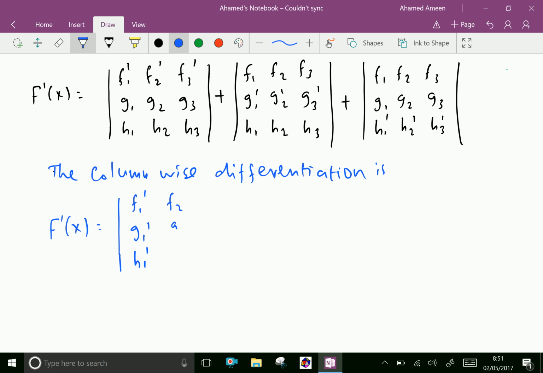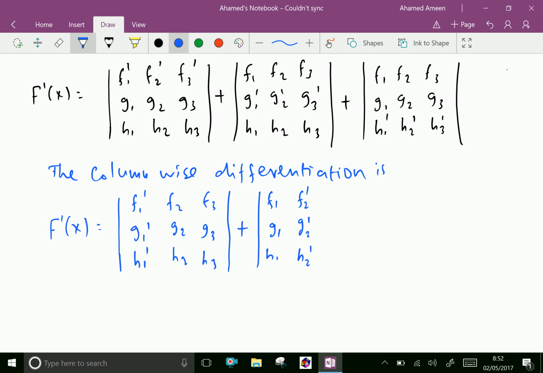f2, g2, h2, and f3, g3, and h3 is the first determinant, plus keeping the first column as it is, that is f1, g1, h1, differentiate the second column, that is f2 dash, g2 dash, and h2 dash.